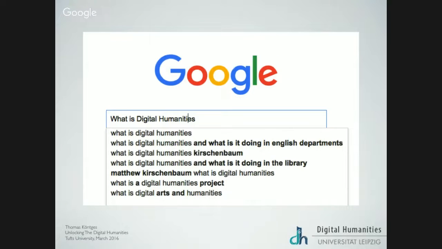You could ask Google, what is digital humanities? And you will get answers like, what is digital humanities and what is it doing in English departments? Or what is digital humanities and what is it doing in the library? So the library would be common ground if you would ask this question in German, but the autocomplete in Germany would probably be, what is digital humanities and what is it doing in German departments, or what is digital humanities and what is it doing in history departments.